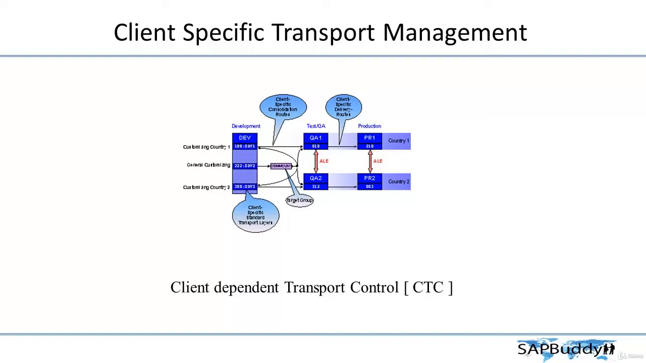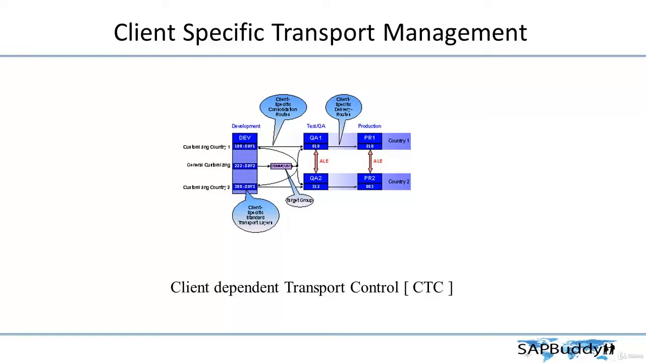So once you activate the CTC in the landscape, you need to specify each client, the source client as well as the target client, in each SAP system. As I said, you can transport the changes to more than one SAP client in the same system.